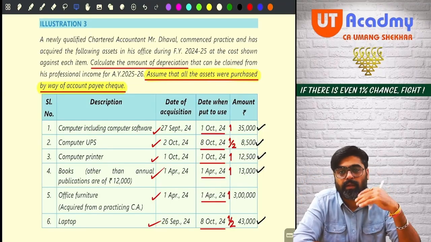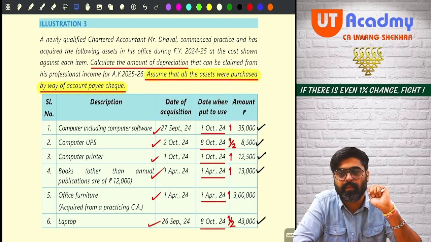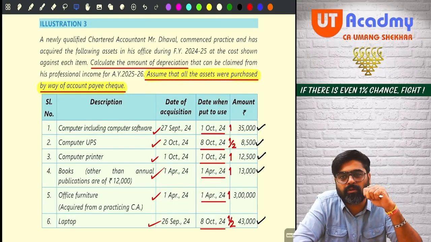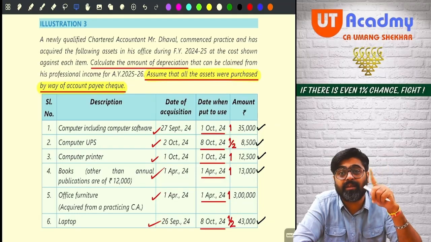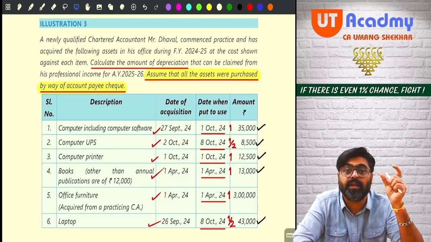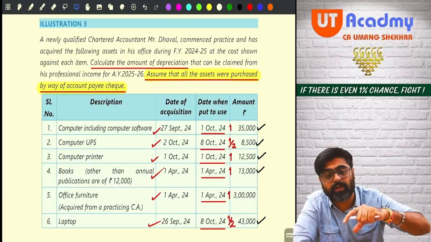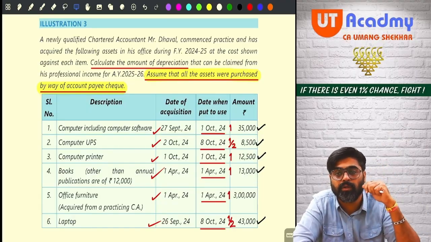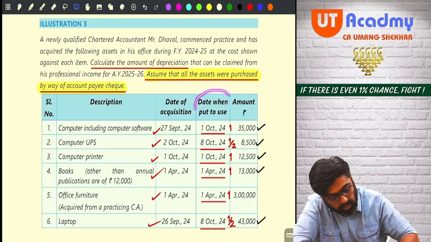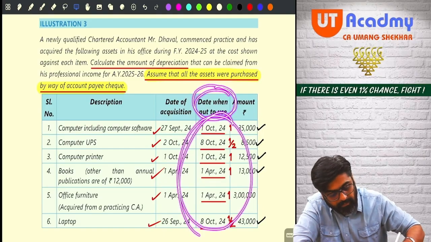But here they have tricked you. They have given you the purchase dates also. They have given you the dates on which the assets are put to use. So which date is relevant for you to see whether the asset is used for less than 180 days or 180 days or more? The date when the asset is put to use. These dates are important for you.